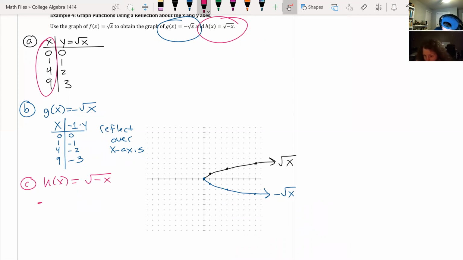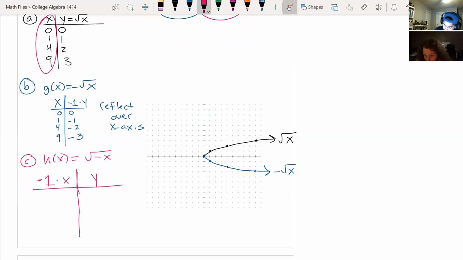Anybody? -1. Oh, I see it in the chat. Perfect. All right. -1 times x, and your y values will stay the same. And you'll get 0, -1, -4, -9. And your y values stay the same, 0, 1, 2, and 3.